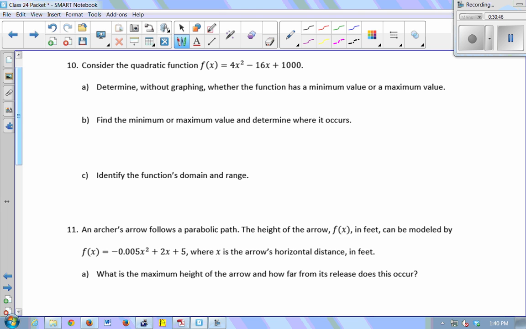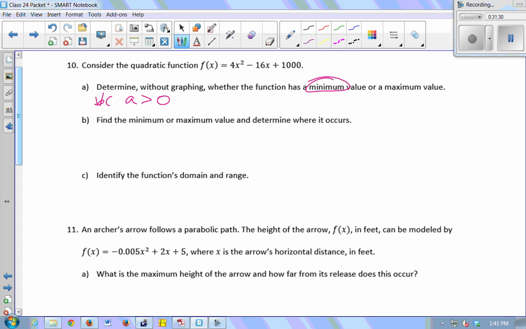Yeah, it has a minimum value because the a value is positive, which means the quadratic opens up, which means that the vertex is a low point. So it has a minimum because a is positive. It would be a maximum if a were negative, because then the quadratic would open down, and the vertex would be at the high point. All right, we want to find the minimum or maximum value and where it occurs. That is the vertex. Where it occurs is the x-coordinate, and the maximum or minimum value is the y-coordinate.